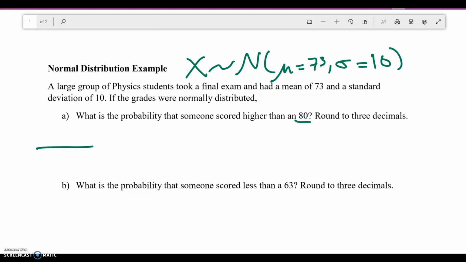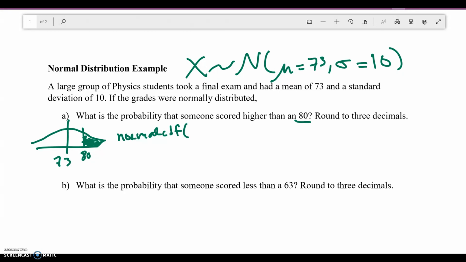If I were to graph this, we know that our mean here is 73, and we want to figure out the probability that someone scored higher than an 80. So we know that 80 is around here, and we want to find all of this area. That's what we want to figure out. Because we know that it's normal, we have to use Normalcdf. So we will write Normalcdf.